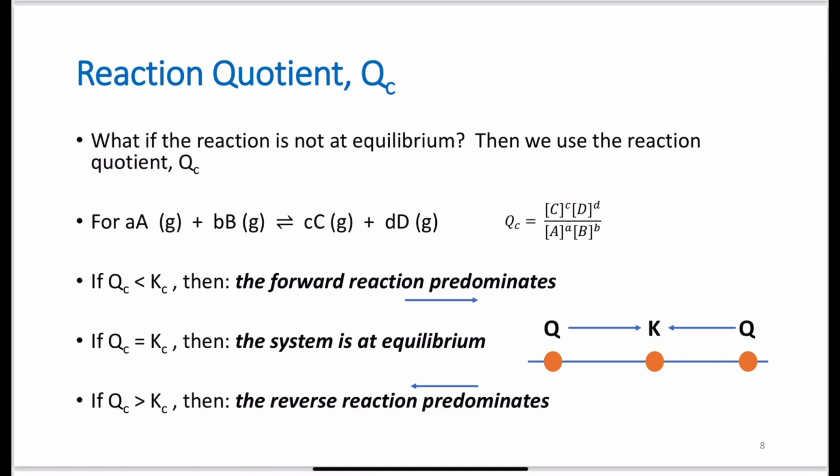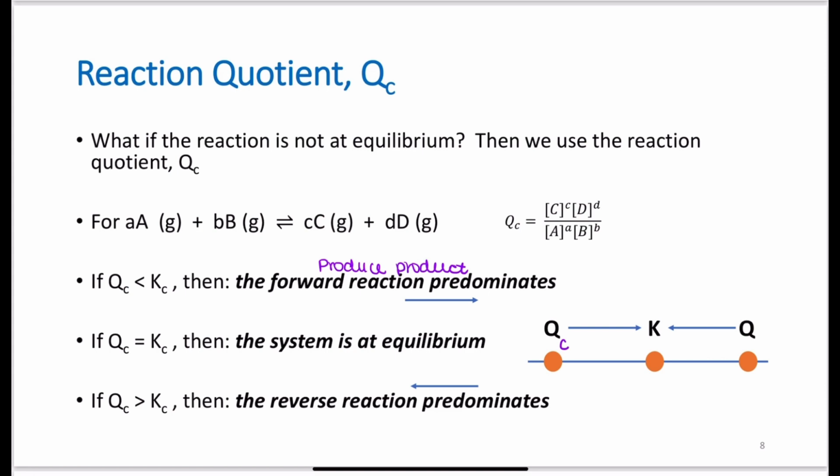We can use Qc to say, okay, the reaction has reached equilibrium, or I need to make more product to reach equilibrium, or I have too much product, I need to move in the reverse direction and make more reactant to reach equilibrium. If Qc is less than Kc, the forward reaction predominates. So if Qc is over here, less than Kc, it's going to move forward. Forward reaction means produce product to reach equilibrium. It will continue until it reaches equilibrium.